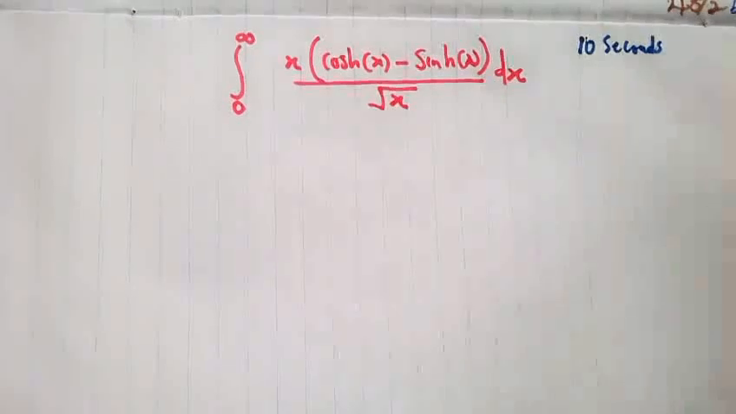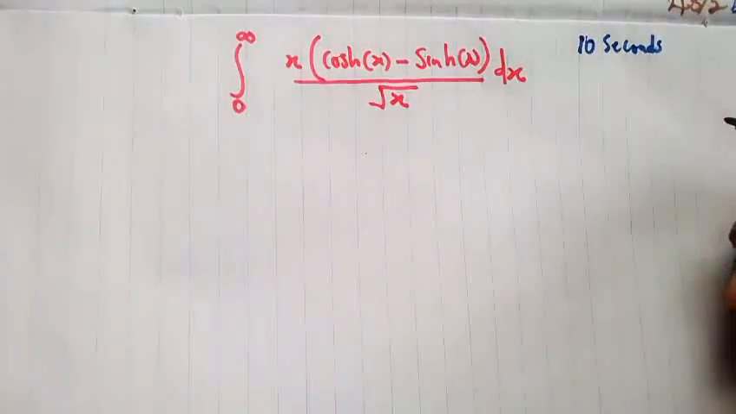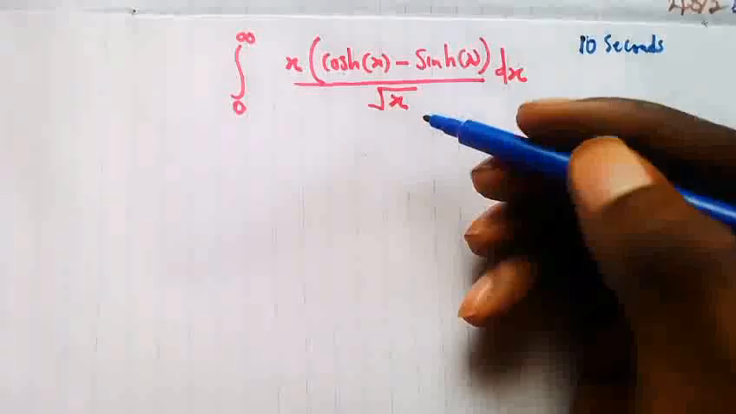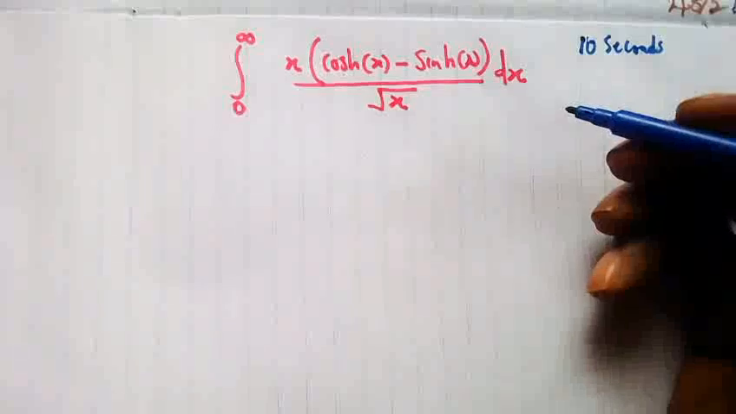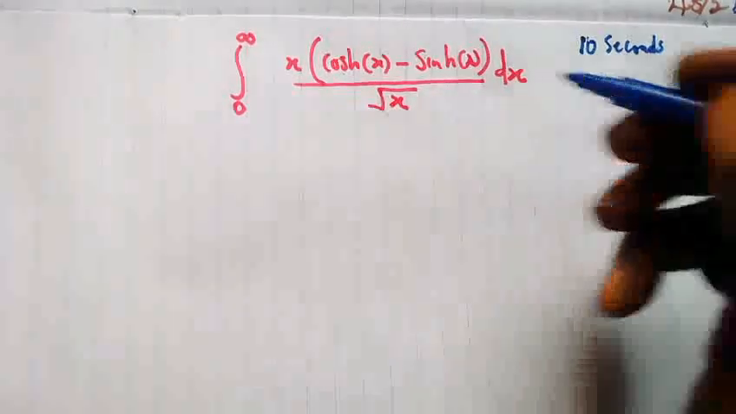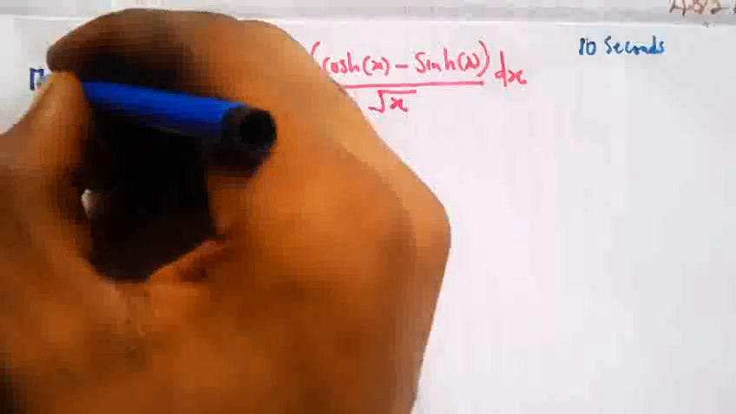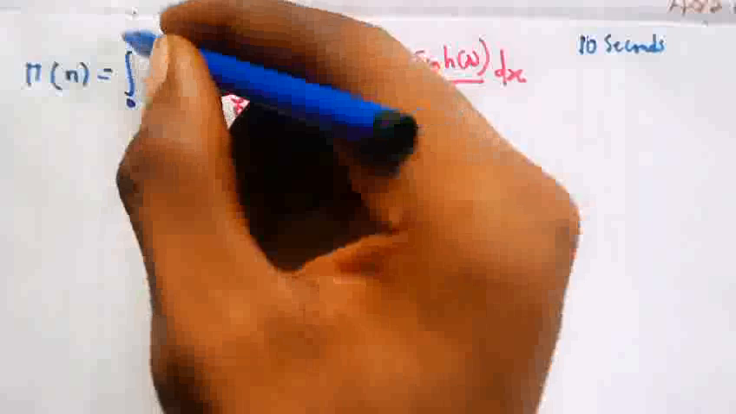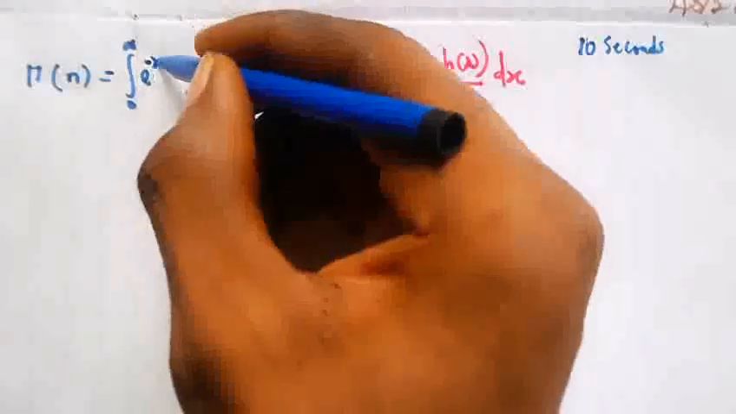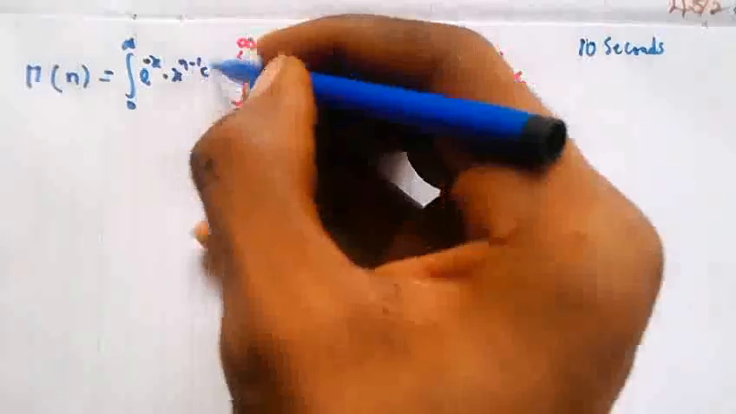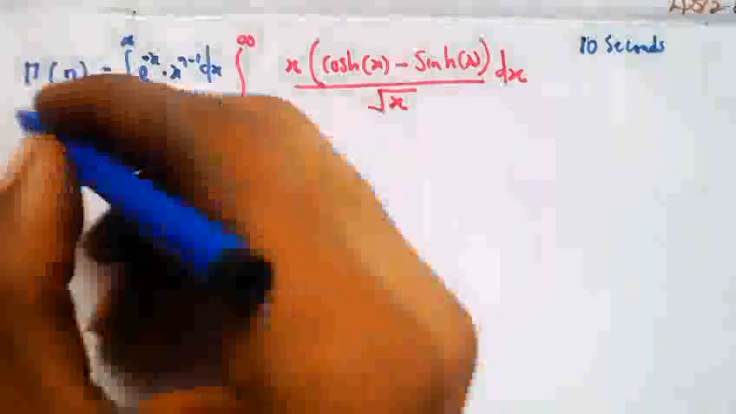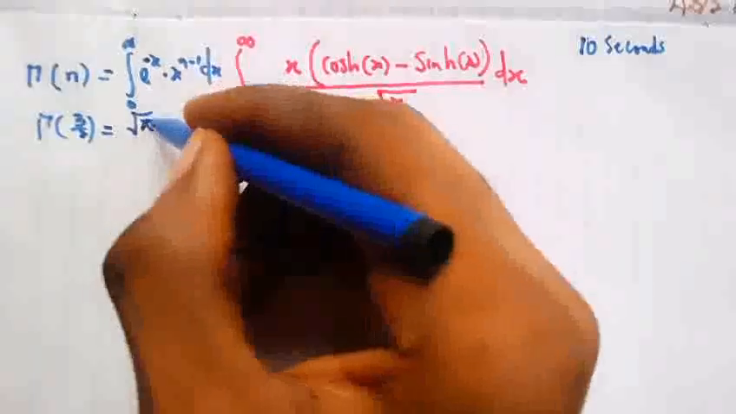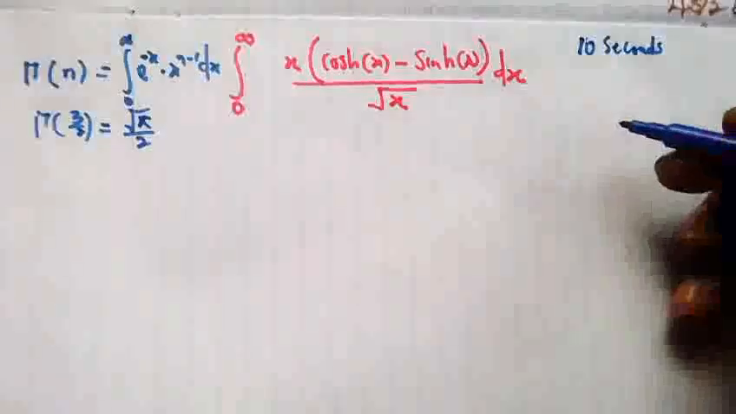Okay, now the first thing to do here is not to do any substitution. It's just how to manipulate these hyperbolic functions here. But first of all, let us put the following identities down: the gamma of n is equal to the integral from 0 to infinity of e raised to negative x times x raised to n minus 1 dx. And another one is the gamma of 3 over 2, which is evaluated to be square root of pi over 2. Okay, now how do we solve this problem?